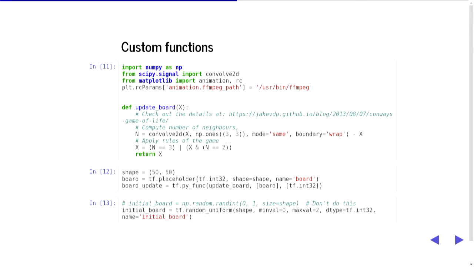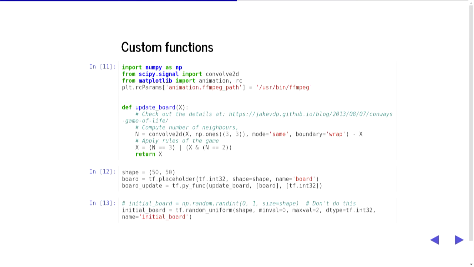So in this case, we have a game of life implementation. Update board will take a game of life board and then update it according to the rules of game of life. Jake's website there has a really small one-liner which uses convolution to work out how many neighbors a cell has.